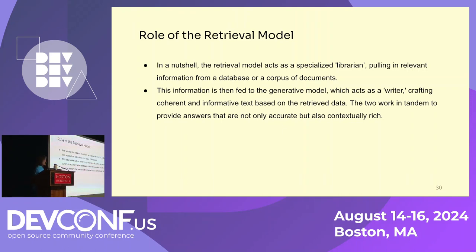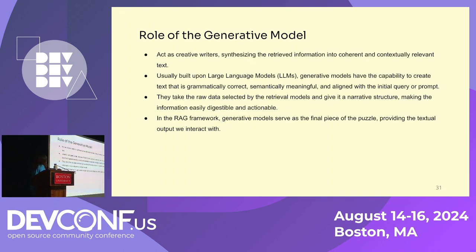So they work in tandem to provide answers that are very accurate, but also very contextually rich. That's the retrieval side, and then the generative side is the model responsible for writing things. It's the writer, like a creative writer, and it synthesizes all of the retrieved information into very contextually rich information for you. That's what usually wows us when we ask a question and it comes back with an answer filled with a lot of information. So essentially, that's the RAG framework.